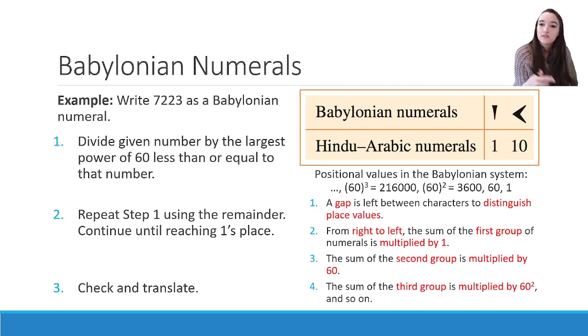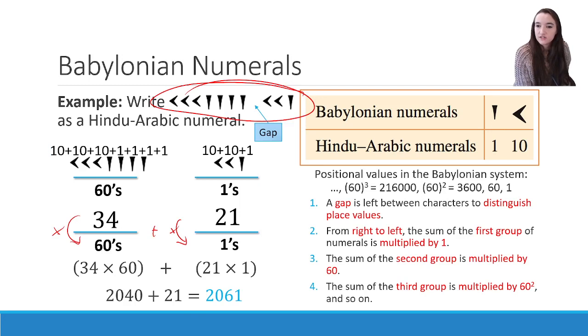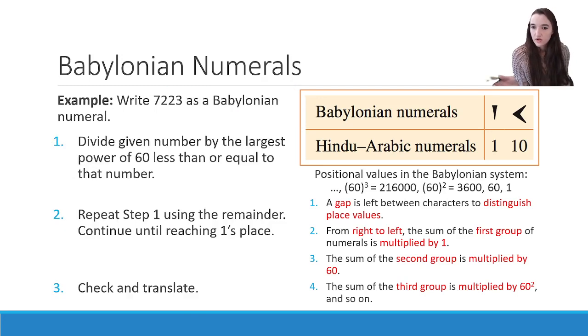Then we just repeat this using whatever remainder we get until we reach the ones place. And then we check our work by basically doing this process. And then we translate once we're done.